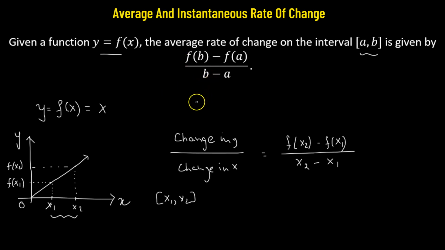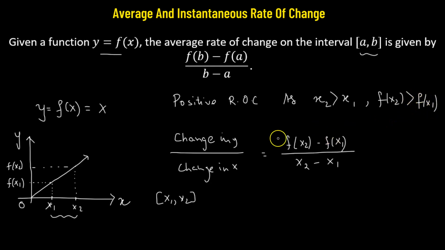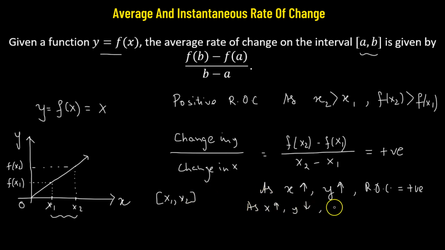So based on this definition, there could be two types of rate of change. We could have a positive rate of change. In our example, this is a positive rate of change because as x2 is greater than x1, we see that f of x2 is greater than f of x1, which is indeed the condition for an increasing function. And when we calculate the rate of change, this is a positive value. So this is more mathematical. However, if we want to understand it graphically, it means that as x increases, y also increases, and hence the rate of change is going to be a positive value. Similarly, when x increases but the y value decreases, that is when we have a negative rate of change.